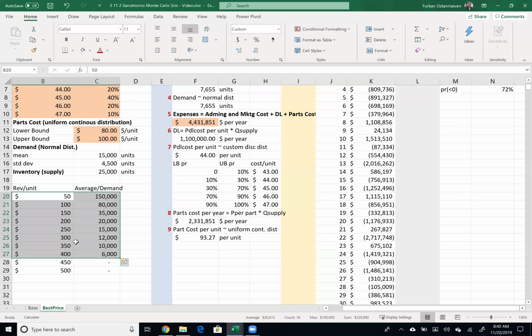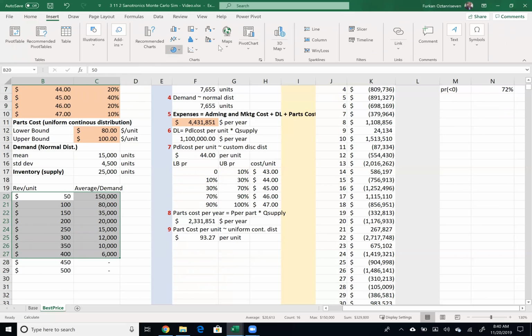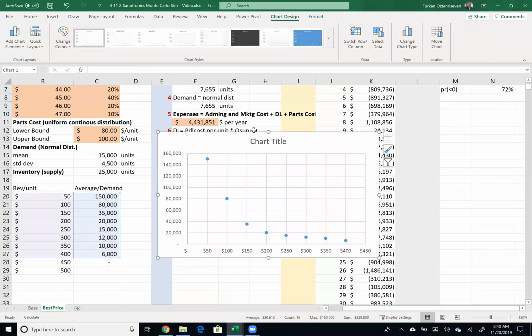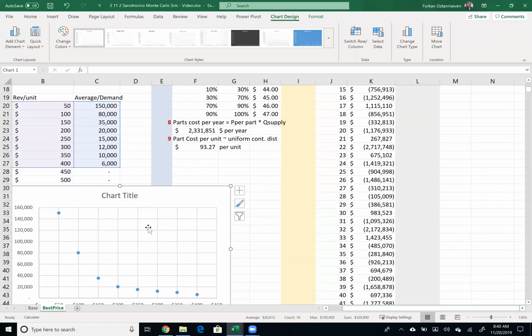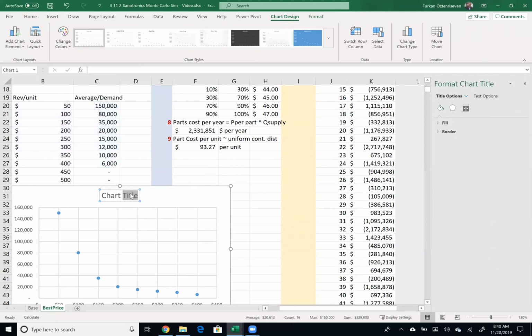All right. So because these are zeros, I want to put an if statement whenever the price is greater than 400. I would assume that I will not be able to sell anything. So insert, and you will see here a scatter chart. All right, so this is your data, basically. This is your chart, and this is literally your average demand versus price. So let's add the axis titles quickly.